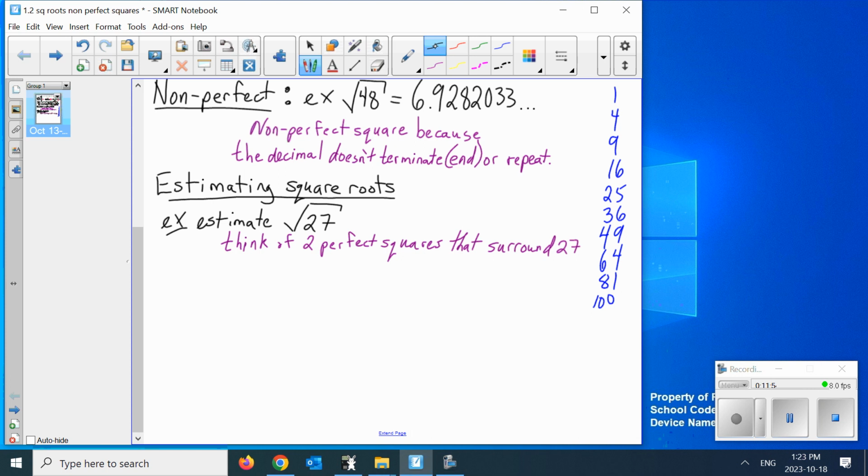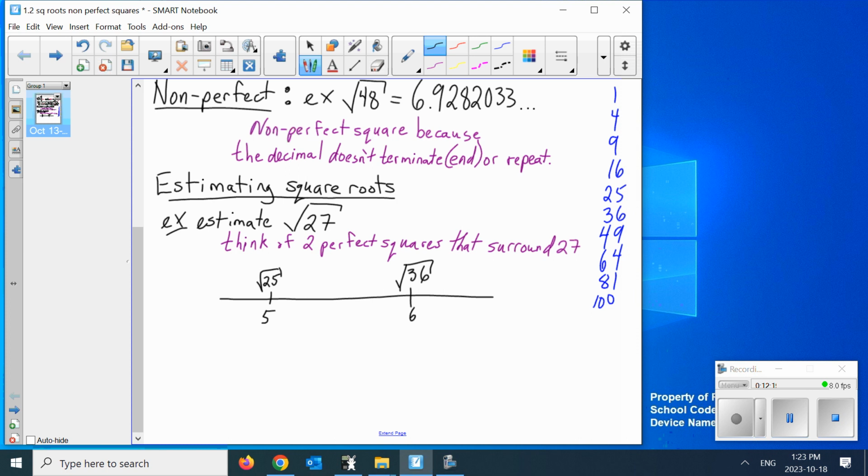I'm going to quickly draw a small portion of a number line. 25. Root 36. We know that the root of 36 is 6, root of 25 is 5. That's what we're trying to estimate.